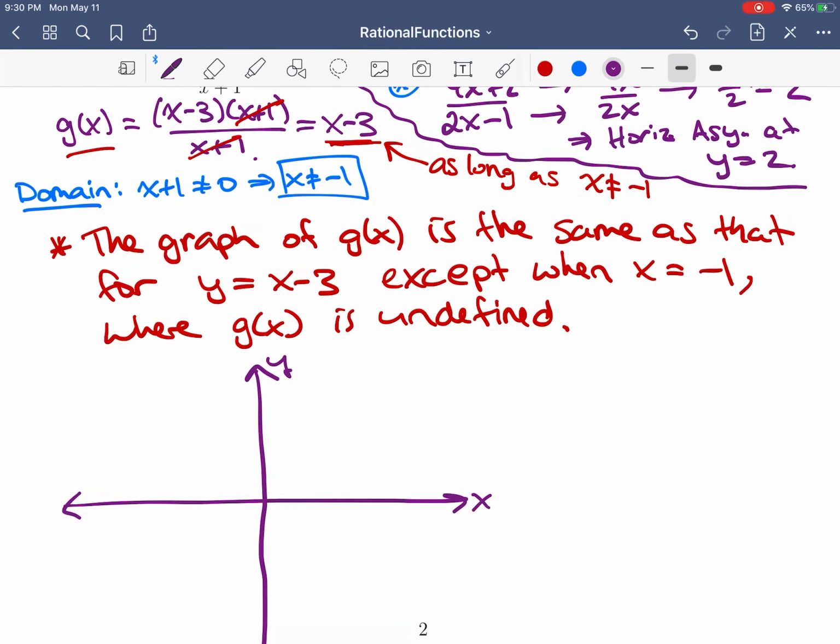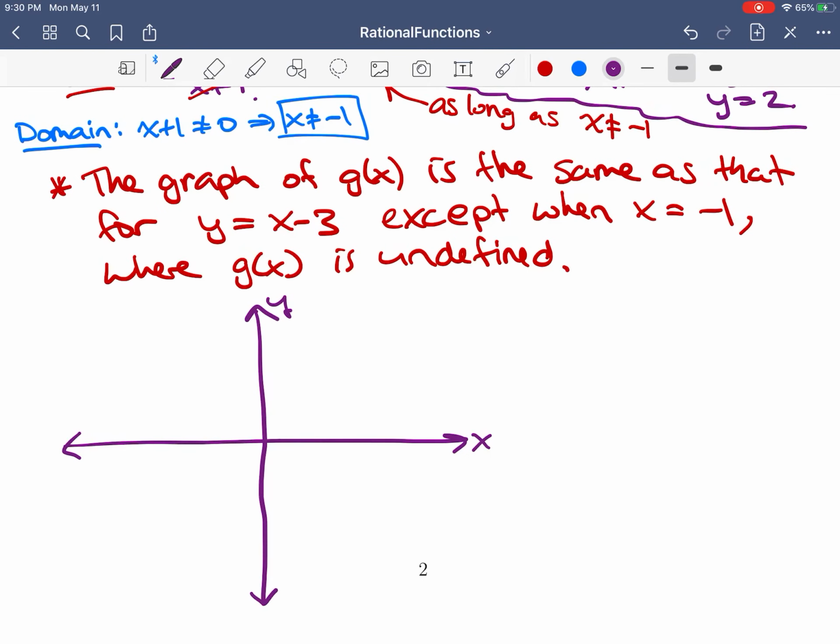So I'm going to start by drawing the line y equals x minus 3. So hopefully you kind of have an idea what this looks like. Okay, so it's a line with y-intercept negative 3 and slope of 1, which we're going to talk about slope more later on. Okay, so that's not very good. But okay, so it's a line that looks like this, and then in this direction it goes like this. But there's a problem when x is negative 1. Okay, so everywhere else it looks like this.